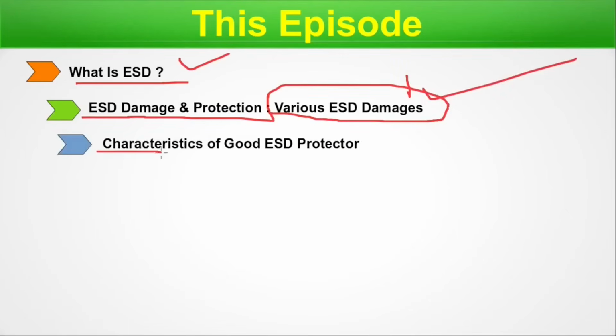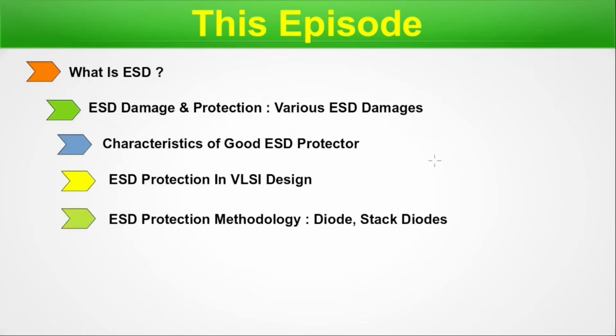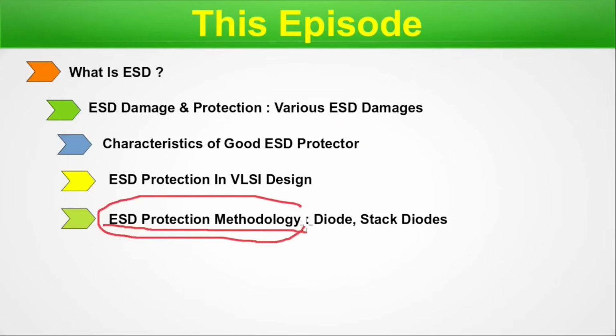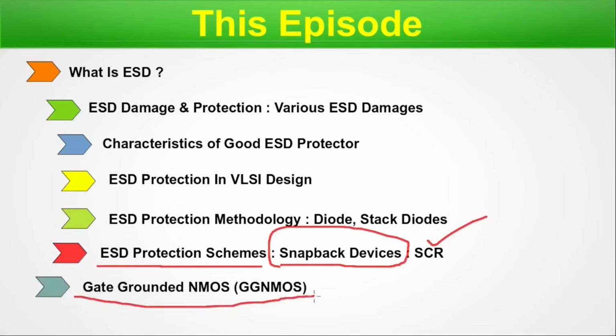Next, we will talk about the qualities of a good ESD protector. Whatever ESD protection we are using, what should be the good criteria for that. Next, we will talk about the ESD protection done in the VLSI design, that means the VLSI design stage where we incorporate the ESD protection. Next, we'll talk about the various ESD protection methodologies as per circuit theory, diodes, stack diodes, etc. Next, we will go into detail on the ESD protection scheme of snapback devices. One of the most popular snapback devices used is SCR. Next, we will talk about another snapback device, that is GG-NMOS, that is gate grounded NMOS.